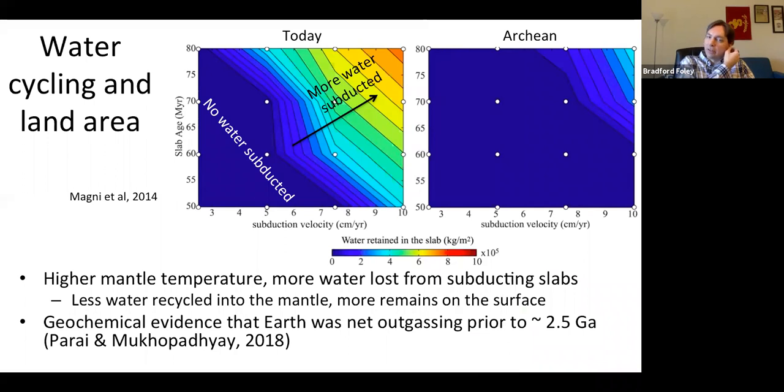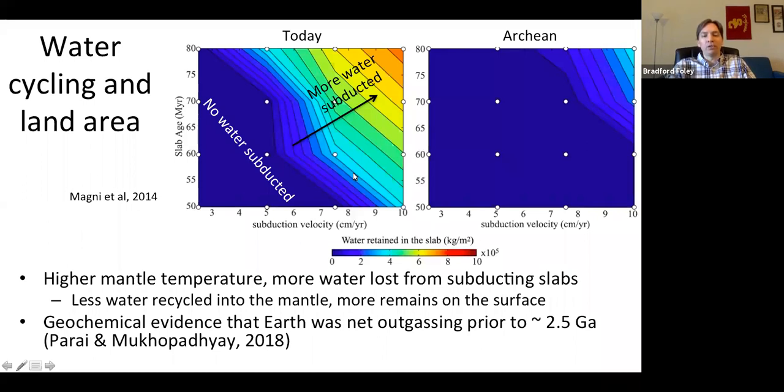Okay, what about water cycling? And this really gets into thinking about whether we would expect there to be a significant amount of land exposed or not at the surface of the Earth during the Hadean and Archean. I mentioned earlier that a hotter mantle is going to make it harder for volatiles, both CO2 and water, to make it down into the mantle interior before they're lost through metamorphic devolatilization reactions in the slab and released back to the surface through these volcanic arcs.